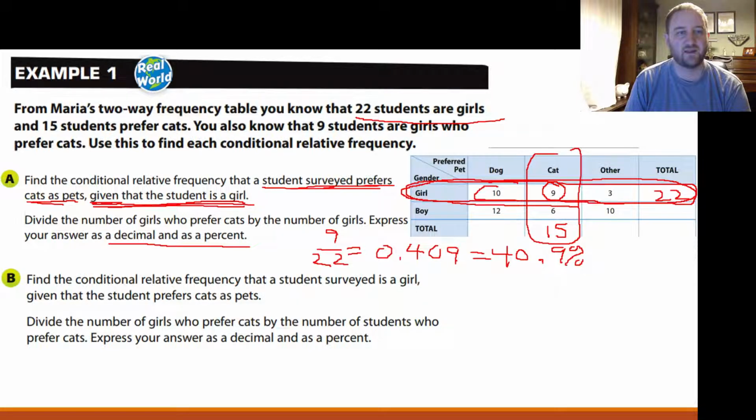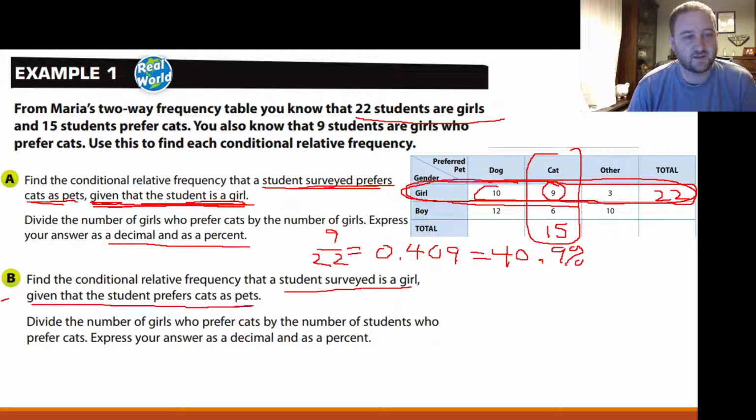Next, we want to find the conditional relative frequency that a student surveyed is a girl given that the student prefers cats as pets. Again, here's that word given: that the student prefers cats as pets. So now we want to focus on students that prefer cats as pets. This is going to focus us on the column, cats. And we want the relative frequency of the student surveyed as a girl.